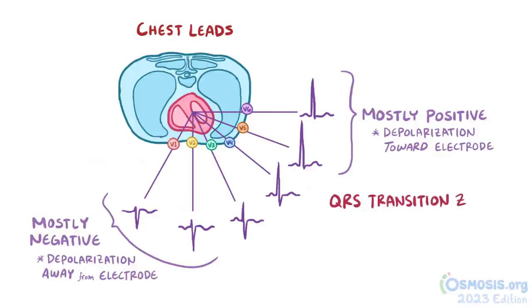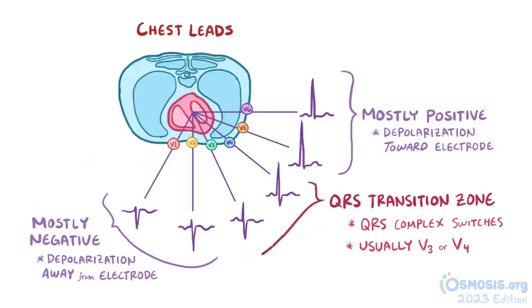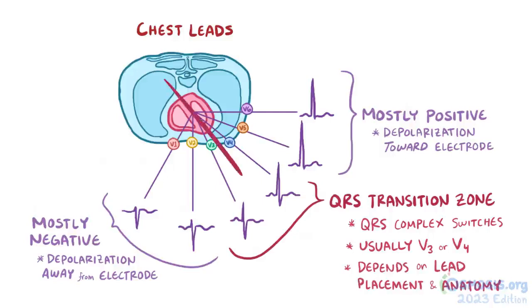The QRS transition zone refers to where the QRS complex switches from being mostly negative to mostly positive from the point of view of the chest leads. The QRS transition usually happens in lead V3 or V4, depending on things like chest lead placement and the exact anatomy of a person's heart. So the QRS transition tells us when the overall QRS vector is aligned in the direction of the chest leads. It's kind of like a way of understanding what's happening to the QRS axis on the horizontal plane.